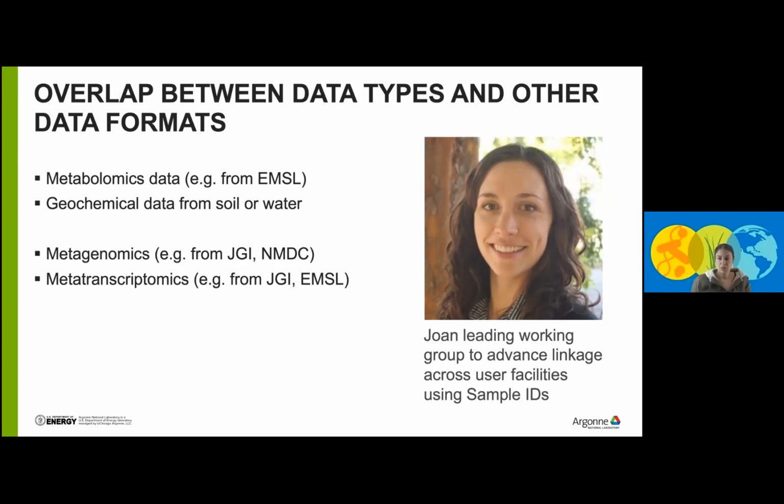And so Joan, who led the work on the sample ID, is leading a working group right now to advance using sample IDs to link data and samples across user facilities. But I also want to make a parallel push here: within the KBase system, we use sample ID to link different data. So if you have, say, geochemical data from soil or water that has the same ID as the Amplicon data, you'd be able to pull both of those different matrices in together to do some of our analyses. So you might want to do a Mantel test to see if the geochemistry is explaining community composition, or a SIMPER analysis or something along those lines.